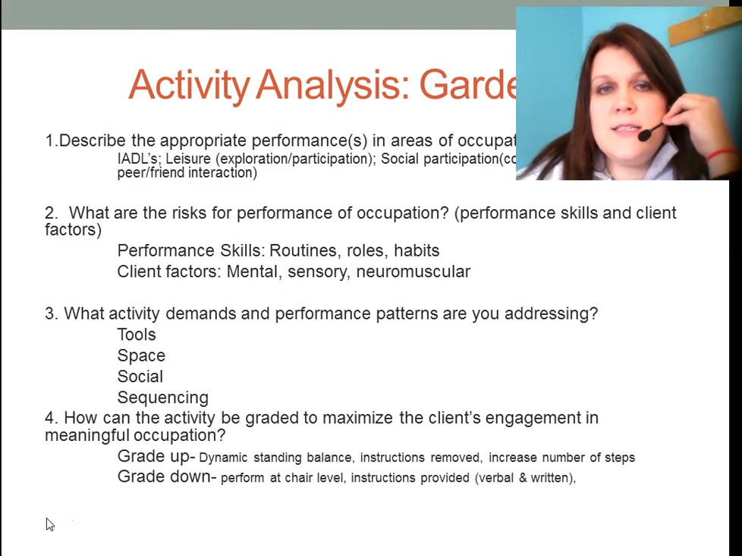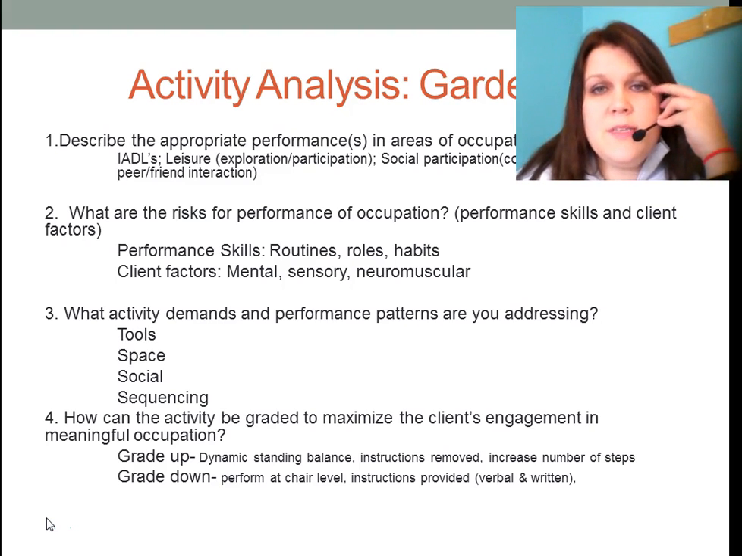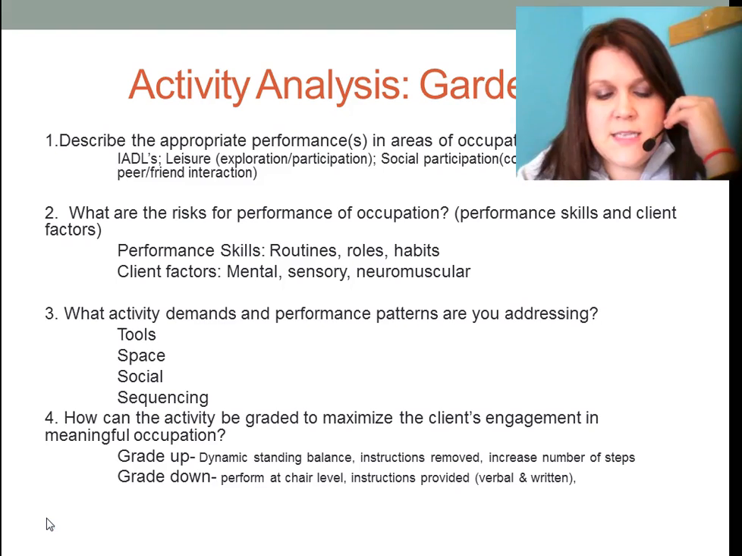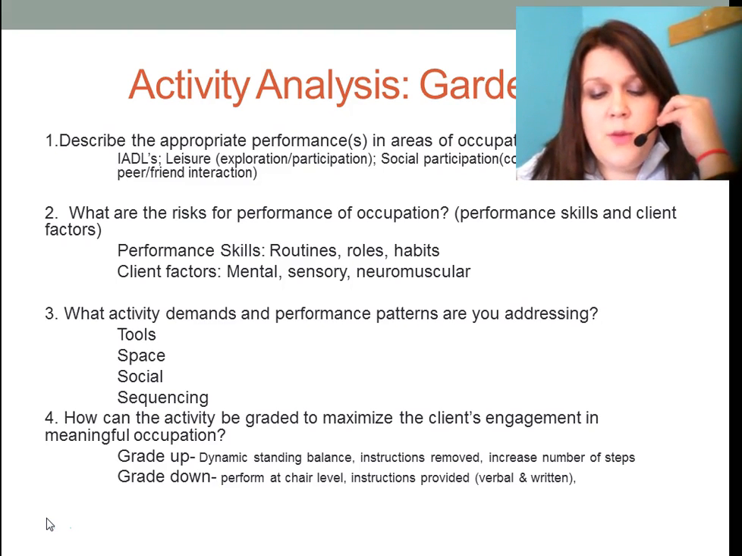This was an activity analysis that I completed with gardening. So, to describe the appropriate performance areas of occupation, we would be touching on IADLs, leisure, exploration, social participation, community, peer, friend interaction. What are the risks for performance of occupation? Performance skills would be routines, roles, and habits. Client factors may be mental, sensory, and neuromuscular. Mental would focus on attention, memory, perception. Sensory would focus on tactile, visual. Neuromuscular would focus on joint mobility and stability.